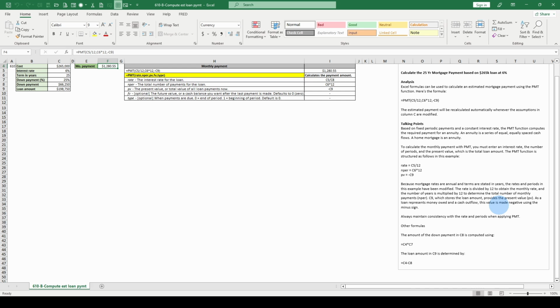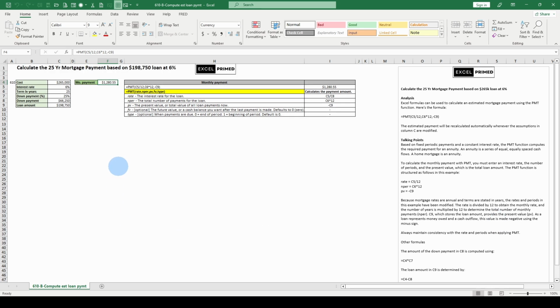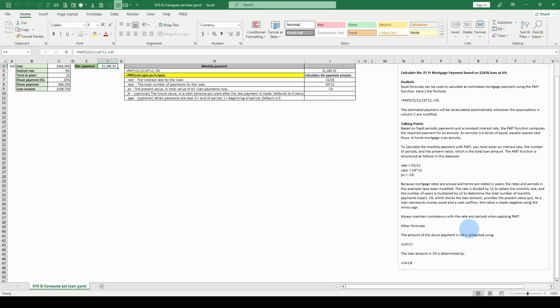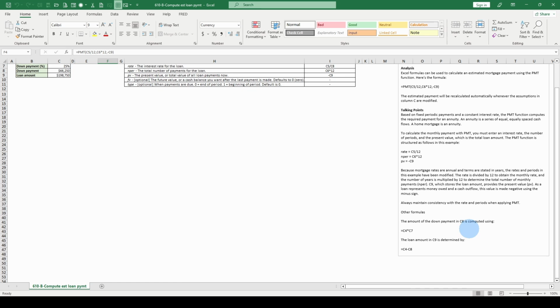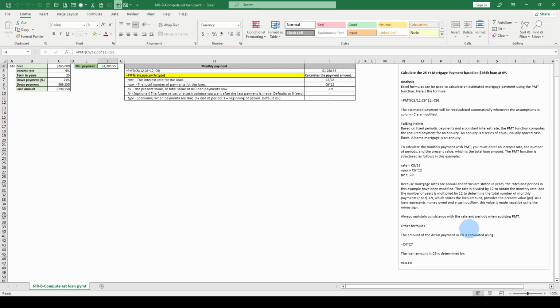As a loan represents money owed, a cash outflow, this value is made negative. I didn't put the negative sign in there because the red is a distraction. I think you know, if you have a mortgage payment, you don't need to be reminded that it's a payment, not a receipt. Always maintain consistency with the rate and periods.